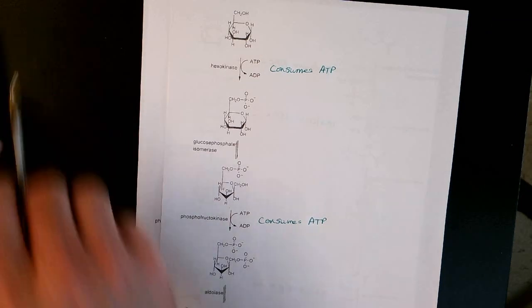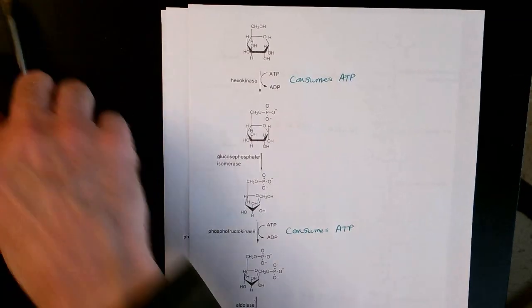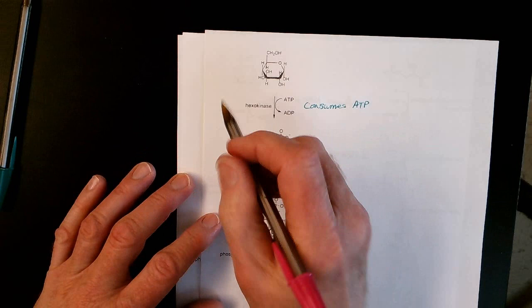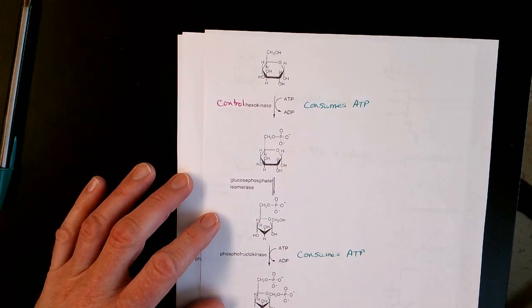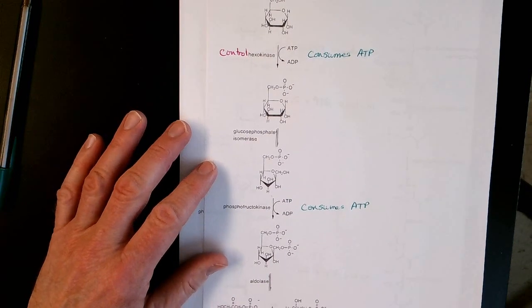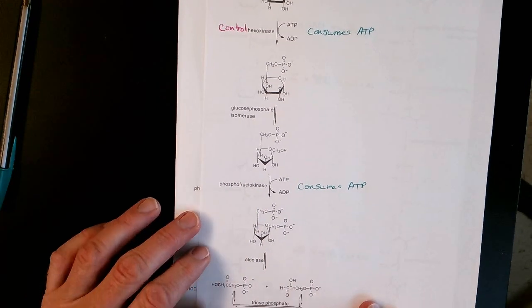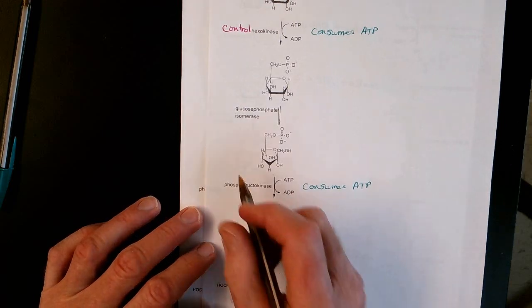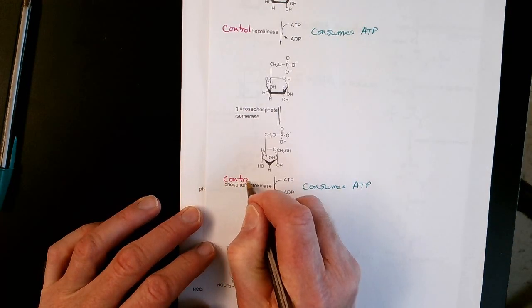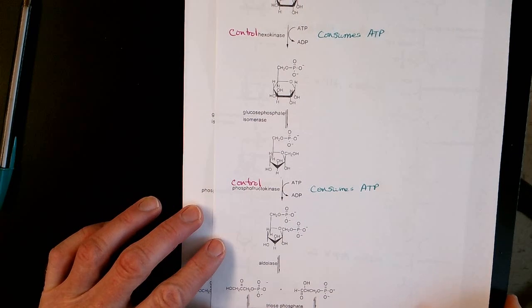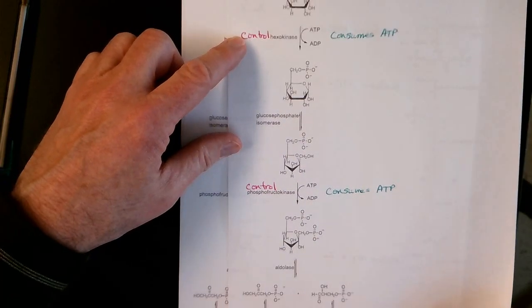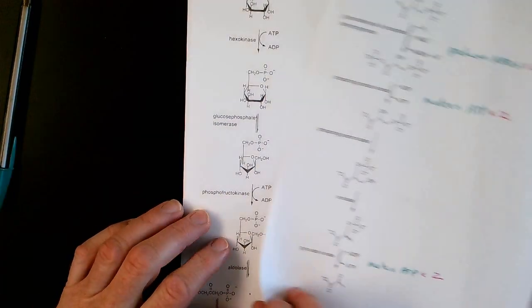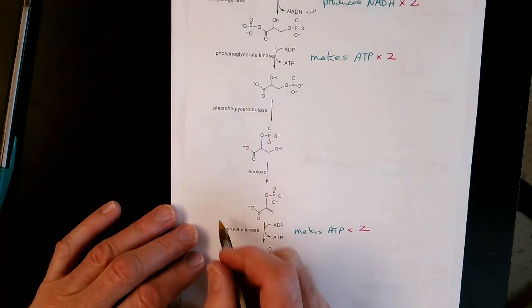And let's put one other layer on this, and that is the control points. The very first step is a control point. And then not long after that, here's another control point. The first one, of course, you can kind of understand why that one needs to be, somebody keeping an eye on that. The very last one is a control point.